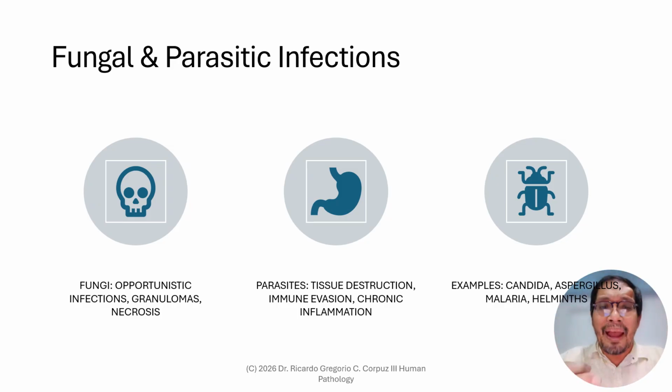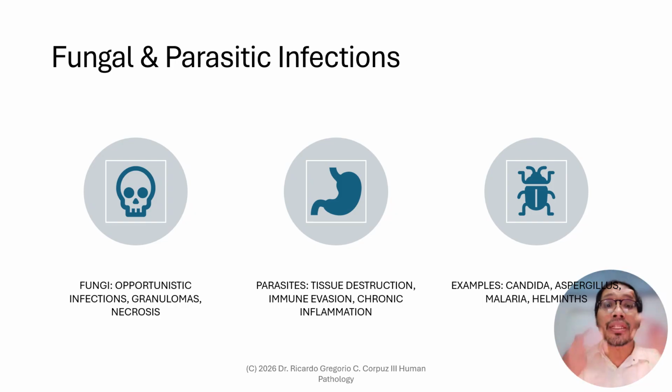Immune evasion: parasites often alter surface antigens, hide within host cells, or modulate the immune response. Helminths secrete molecules that suppress immunity, allowing long-term survival. Chronic inflammation: persistent parasitic inflammation leads to fibrosis, organ enlargement, and long-term morbidity.